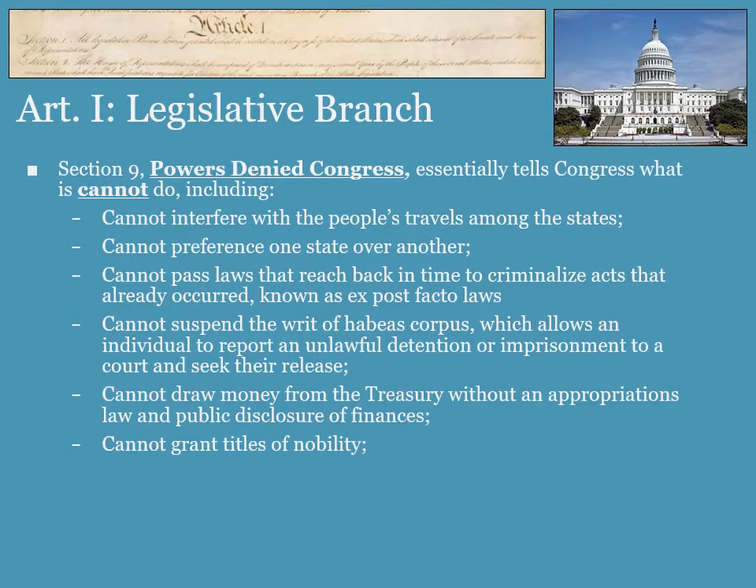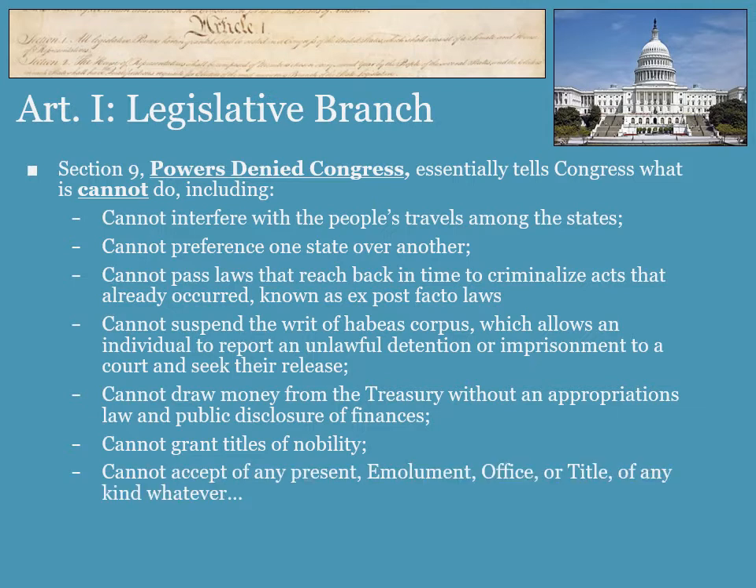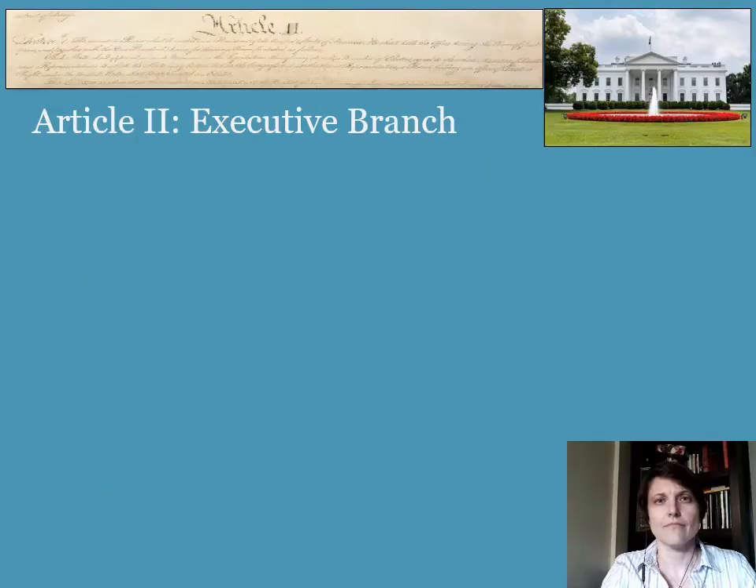Section 9 also prohibits us from accepting or using titles of nobility, and it contains the now infamous Emoluments Clause that prohibits accepting anything of value from a foreign state or the head of a foreign state.